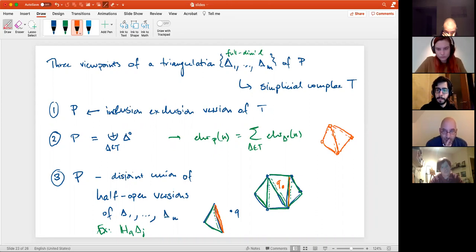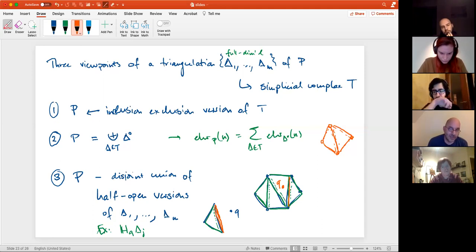So that's correct, what you're saying, but I think that's a non-trivial statement. So yes, it's a disjoint union, so what you're saying better be correct. Every face is exactly in one of those half-open simplices. I'm pretty sure that's a non-trivial statement.